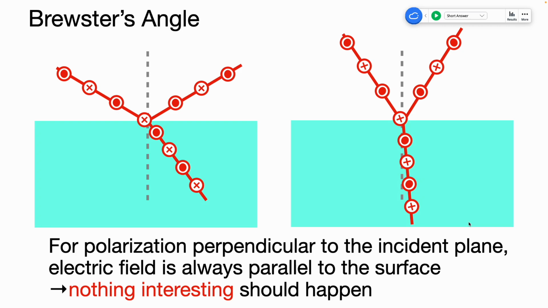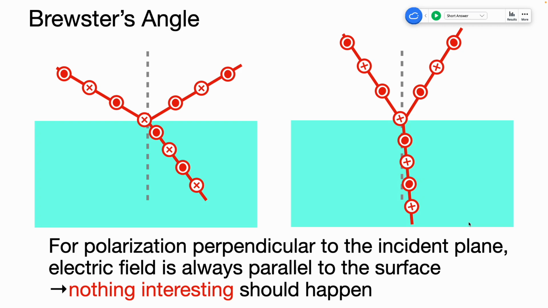Now, when I shoot this light ray onto the surface, the polarization is perpendicular to the incident plane. The incident plane is the plane created by this normal line and the incident ray, refracted ray, and transmitted ray. There are a lot of straight lines, so you can define a plane. Here, the incident plane is this one, not this one. This is not the incident plane. Here is my incident plane. And you can see the electric field is perpendicular to the incident plane.